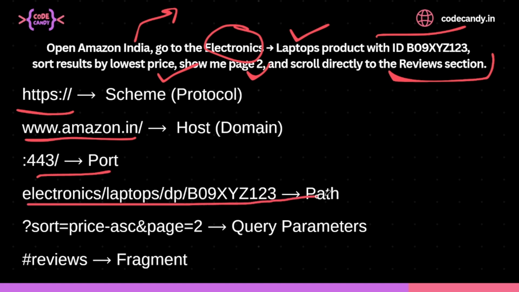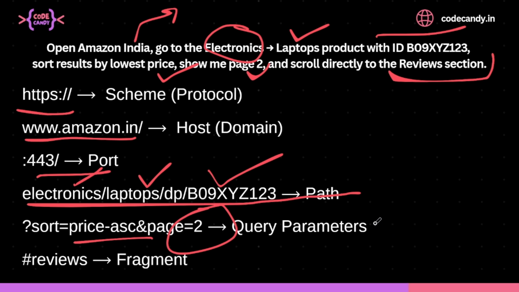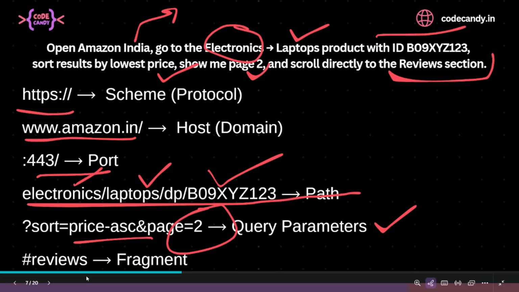In that I am mentioning the category, which is called a path parameter. Here I am telling it that in electronics I want a laptop with the product ID B09XYZ123. After getting that product ID, show me the price in ascending order. Go directly to page 2. That means I am filtering that particular laptop. So in that I am going directly to the review section.